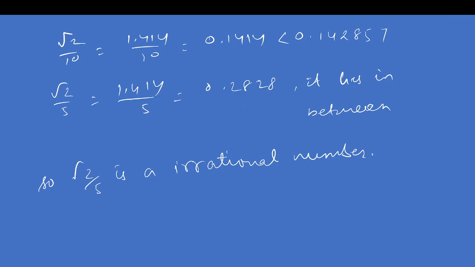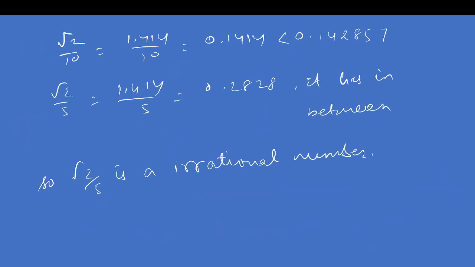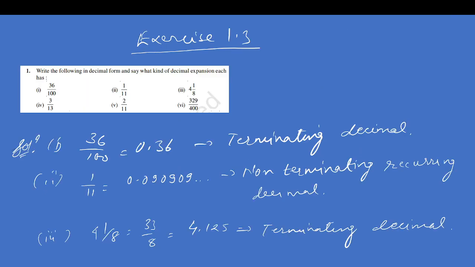So 0.28 is not terminating either; it will also come with many more digits. So root 2 by 5 is an irrational number because it lies between these two values, 0.14 and 0.28. You can find any other number also. Now we'll go to the exercise.